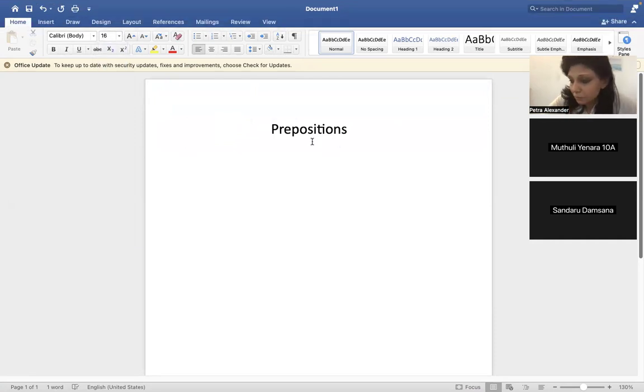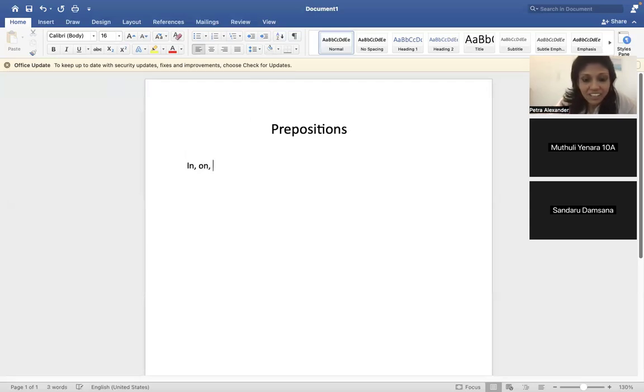Prepositions. So what are the prepositions? This is a very important lesson because in the exam, you will get one question from prepositions. What are the prepositions you know? In, at, on, some, any. Yes, very good.